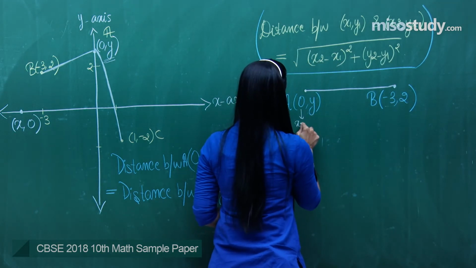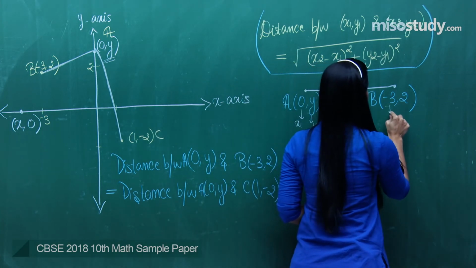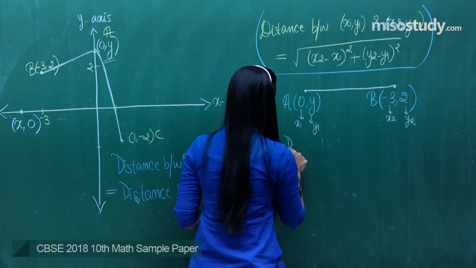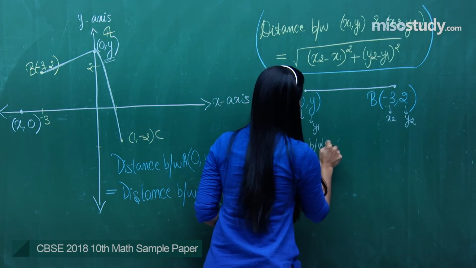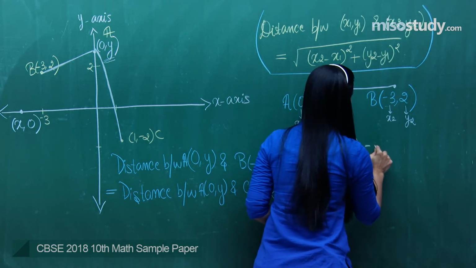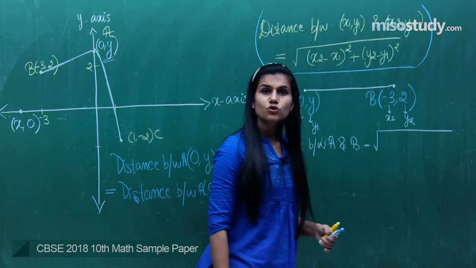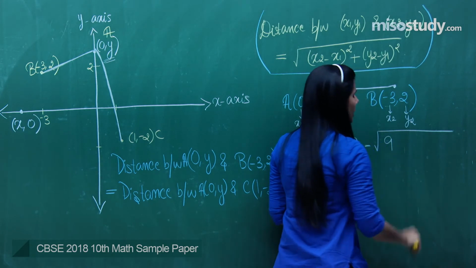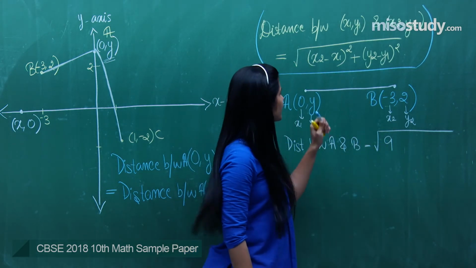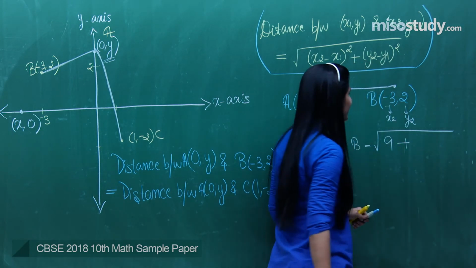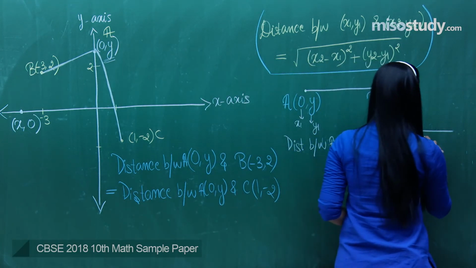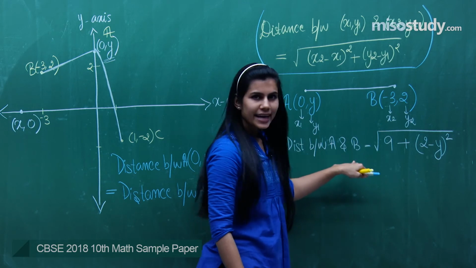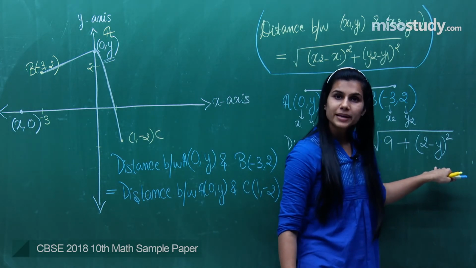So let this be x1, let this be y1, let this be x2, let this be y2. Then the distance between A and B is under root of (x2 minus x1) whole square. So -3 minus 0 whole square, that means -3 whole square, which is 9, plus (y2 minus y1) whole square. So (2 minus y) whole square. This is the distance between A and B. I don't know what y is, so I cannot completely find out the answer.